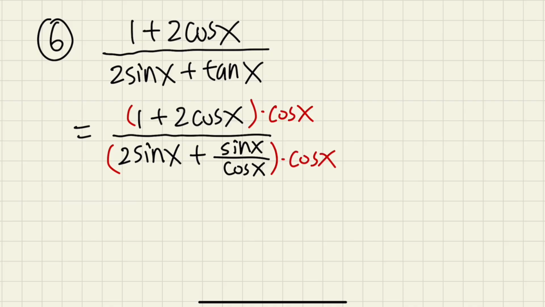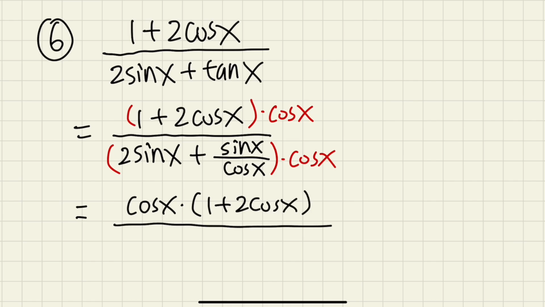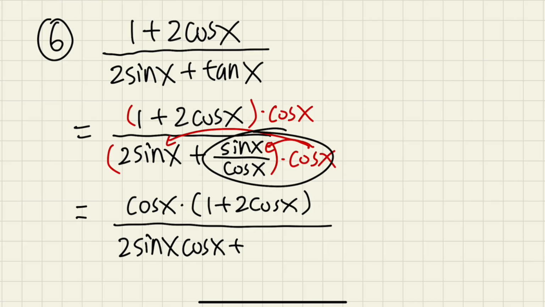Okay, here is the deal. I am not going to multiply out the top. You guys will see it. But I'm just going to write it as cosine x times parentheses 1 plus 2 cosine x. And then for the bottom, I will multiply out the cosine x here and here. So we first have 2 sin x times cosine x, and then plus, they multiply, the cosine x will cancel, it's just sin x.